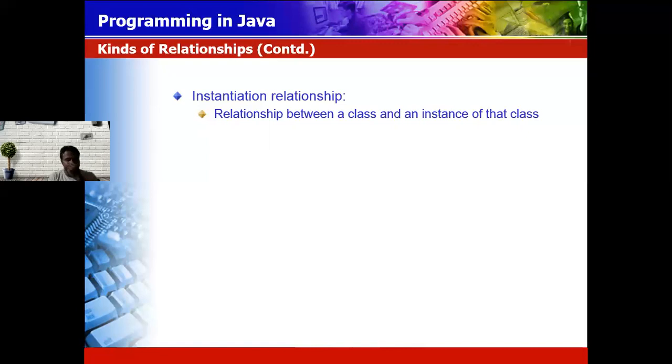If student is a class and roll number is present in it, that roll number is called an instance of that class, because roll number belongs only to the student class. Roll number does not belong to the employee class. For employee, employee ID is present, but for student, roll number is present. So it is called your instantiation relationship.